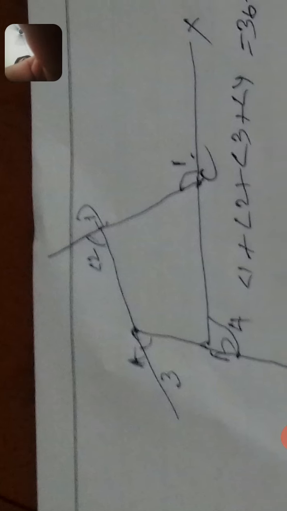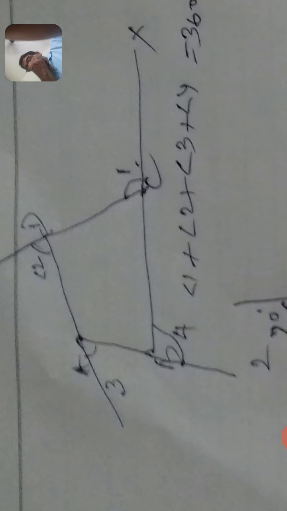Similarly, in a quadrilateral ABCD, if BC is produced, we get angle 1, CD produced gives angle 2, DA produced gives angle 3, and AB produced gives angle 4. So we have 4 exterior angles, and the sum of the 4 exterior angles is 360 degrees. So what do you see? The sum of all the exterior angles is always 360 degrees irrespective of the number of sides.